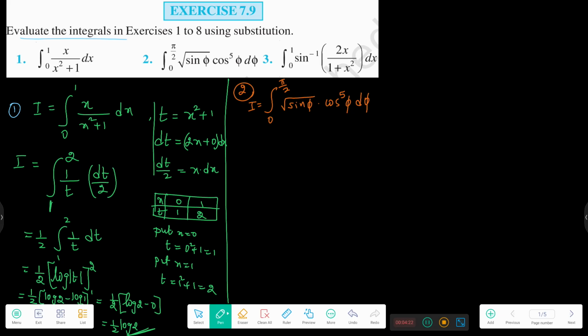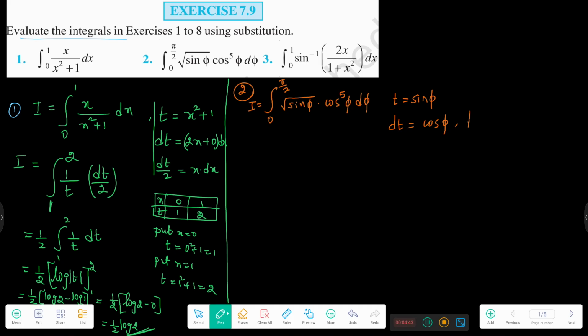Inside the root, what we have, that you take as t. When you take t, t equal to what? Inside the root, I said, sin. If you take sin theta, when you differentiate, what am I getting? Cos theta.